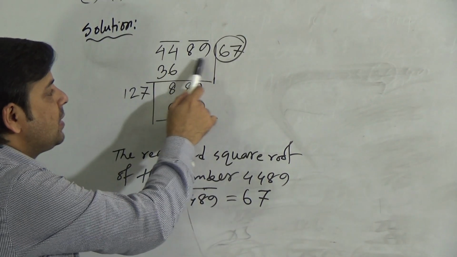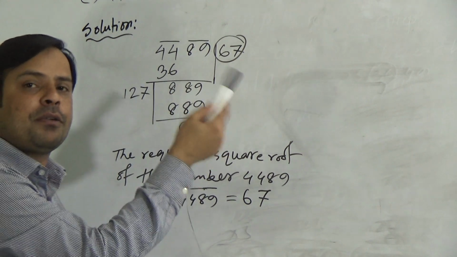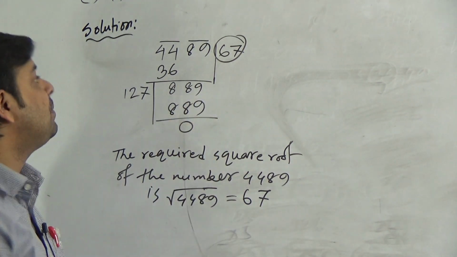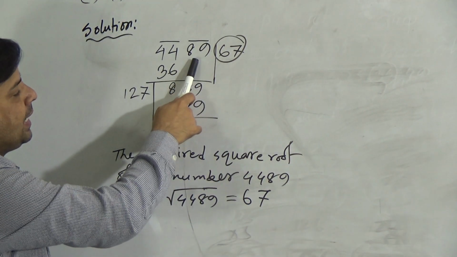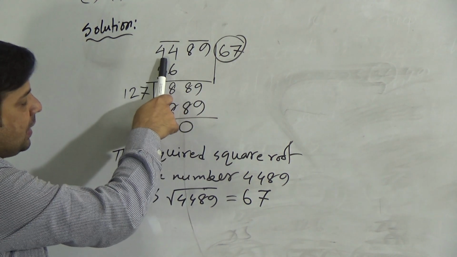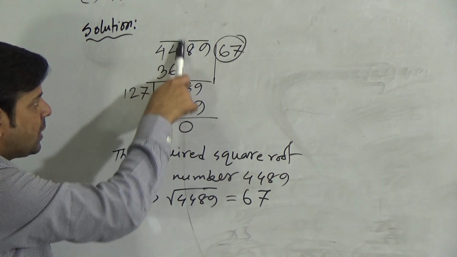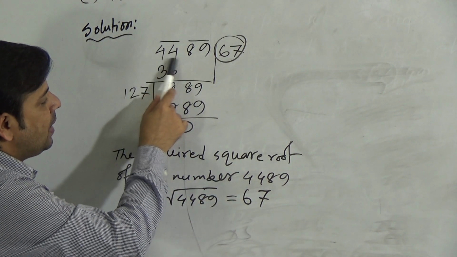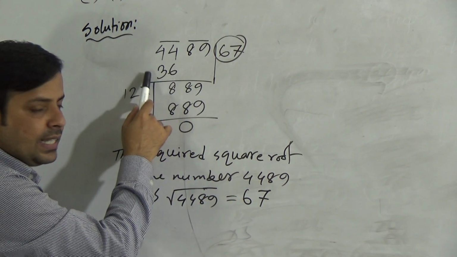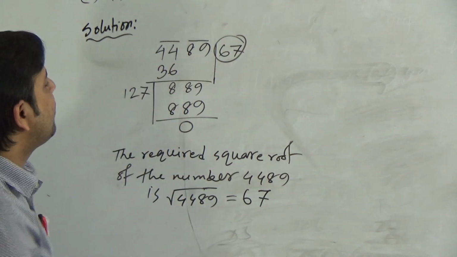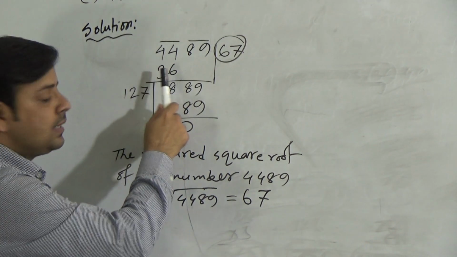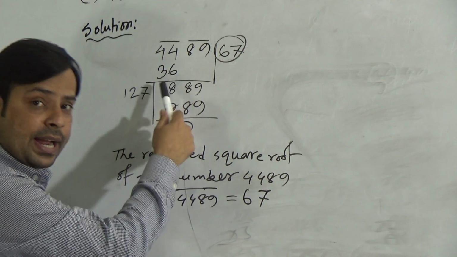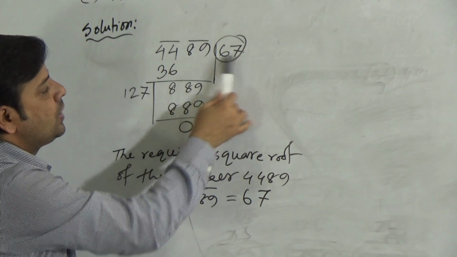At first we have to consider the pair of digits from right to left, and we have to indicate that by a horizontal line. Here is one pair, here is another pair. So at first we have to consider the first pair, and we have to see the nearest square number of this number. The nearest square number is 36. So we can write here 36, and then we have to write the square root of 36 in the quotient.